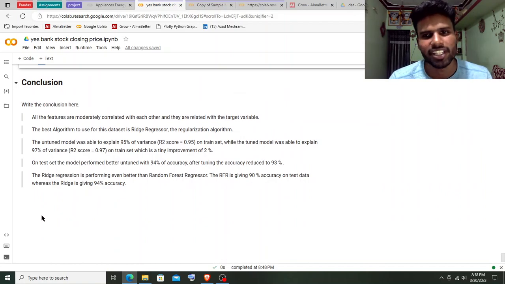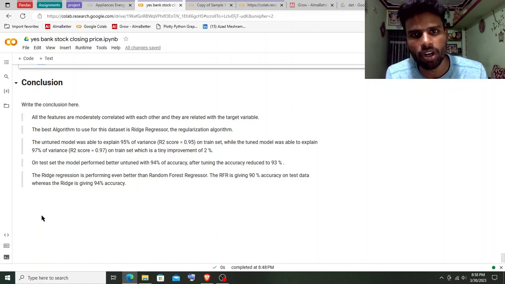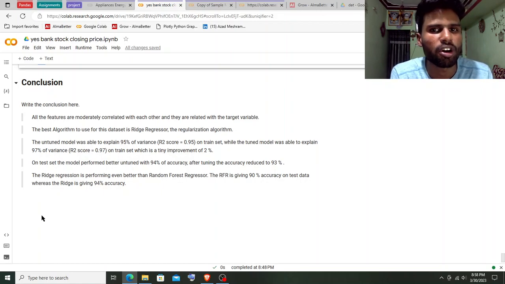So basically this was my Yes Bank linear regression project, where we predicted the closing price of the Yes Bank stock, and as a conclusion I have considered the ridge regressor model as my final model if I have to implement or deploy it anywhere. So this is from my side. Thank you so much.